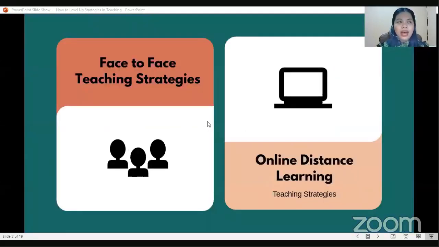So let us now have a flashback Friday. Since today is Friday, let's look back about the things na nangyari in the past. Before, when we came up with different teaching strategies, we considered the students that we had face-to-face. So we had a lot of strategies that we utilized before. We created a lot of instructional materials that we thought would help our students.